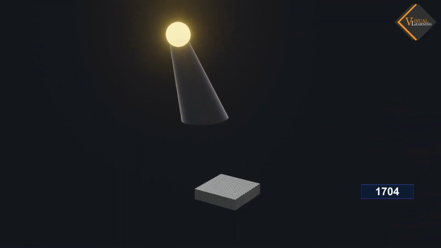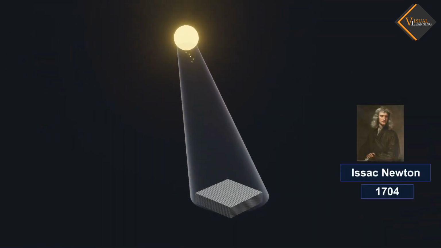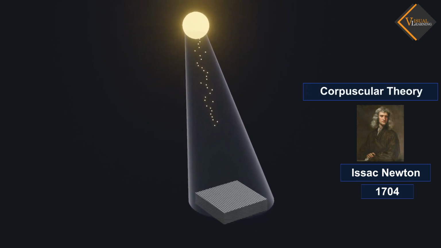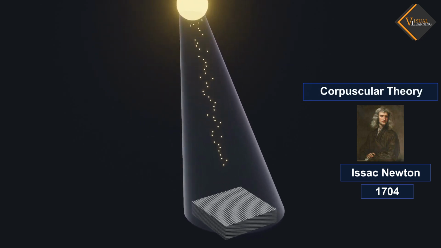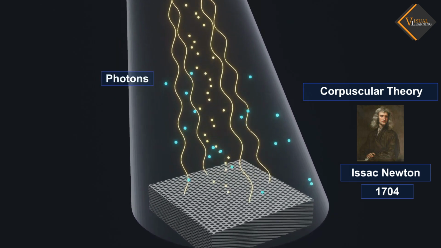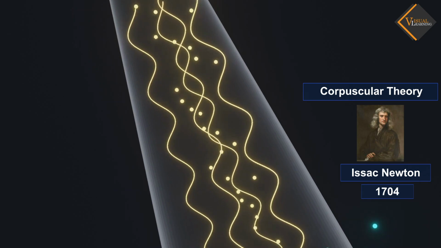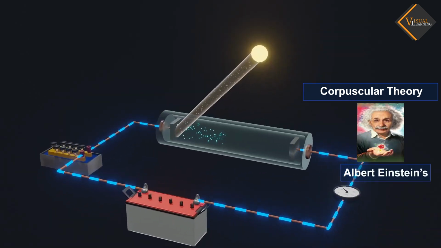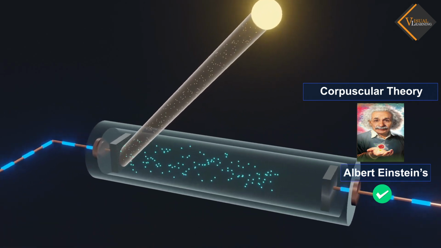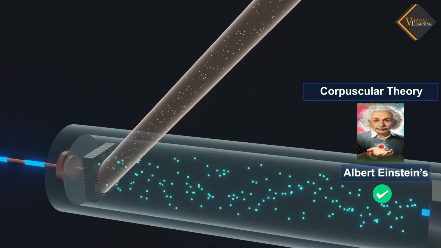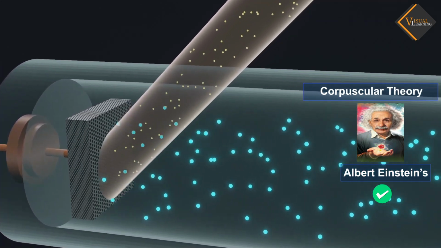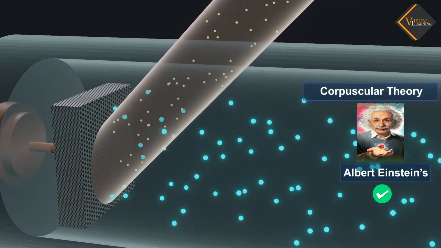In 1704, Isaac Newton formulated the corpuscular theory, in which he explained that light has both wave and particle nature, and the particles in light are called photons. Using this theory, Albert Einstein conducted experimental studies on the photoelectric effect and explained it, for which he received the Nobel Prize. Now, let's understand these phenomena in detail.